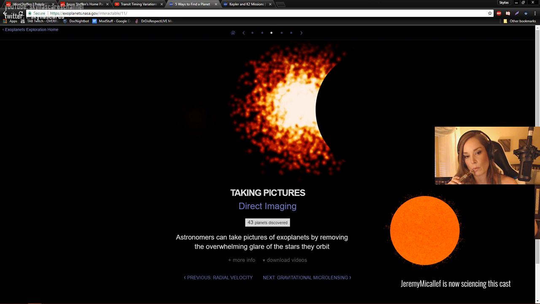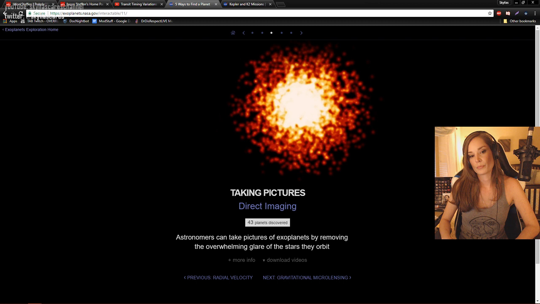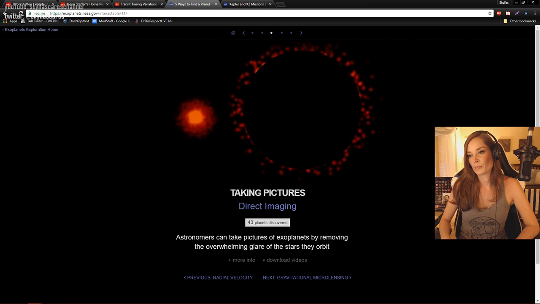Right. And there are different ways of blocking the light from the star. One of them is just to put something in the way. Other ones are to design a special, like a vector coronagraph, that does weird things with the light polarization. And that's not something that I actually understand all that well. I know how it works, I know people that work on them, but that's not my gig.